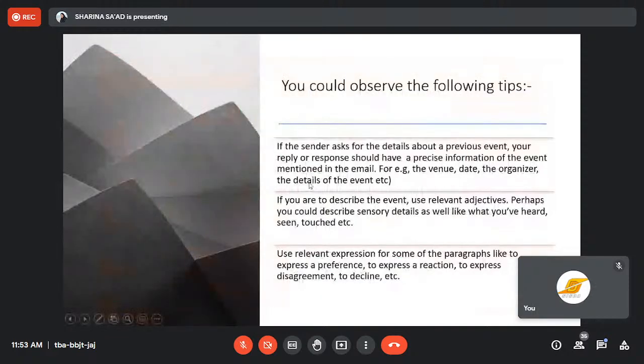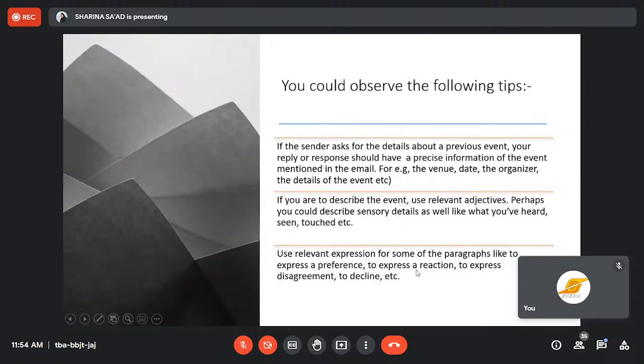So you could observe some of the tips here. If the sender asks for details about the event, your response should have precise information about the event, for example the venue, the date, the organizer, or the details of the event. If you are to describe the event, use relevant adjectives. Perhaps you could describe what you have heard, seen, or touched, because you have been to the event and you are going to explain it to the sender.